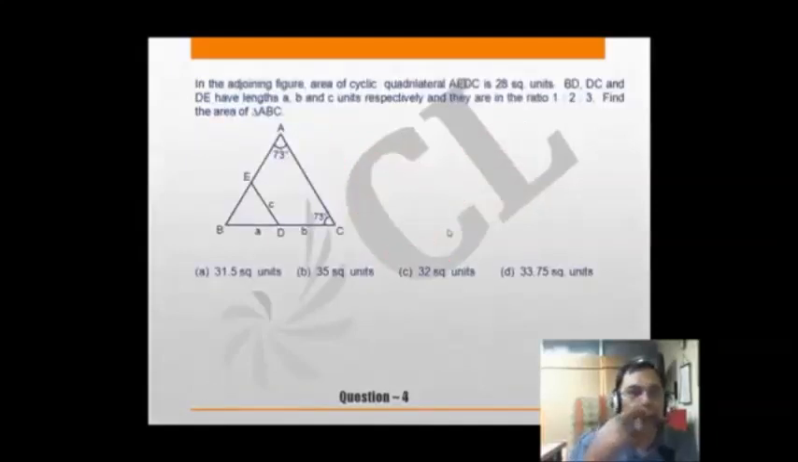Now in the area of cyclic quadrilateral AED, we know that 73, 73. So this will be BDA, length ABC unit. Then the ratio 1:3. Find the area of triangle ABC. Look, I'm not getting it. They are the cyclic quadrilateral.